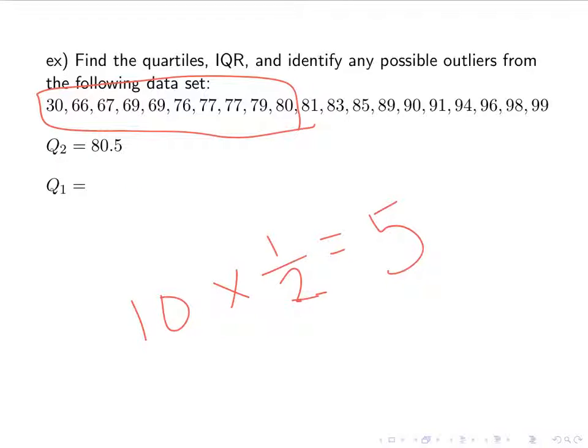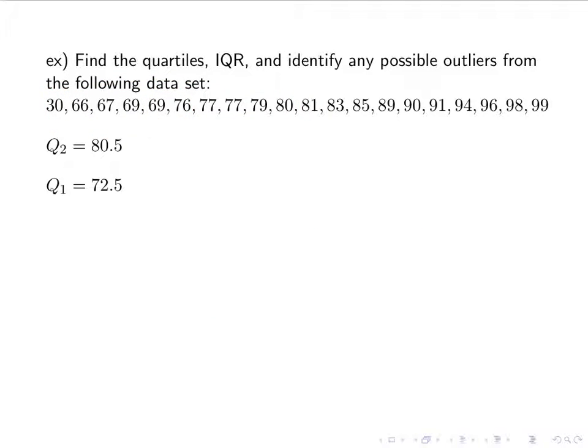Again, 5 is an integer, so I'm going to take the median, the mean or the midpoint of the 5th and 6th values, which is 69 and 76. Halfway between 69 and 76, 72.5.